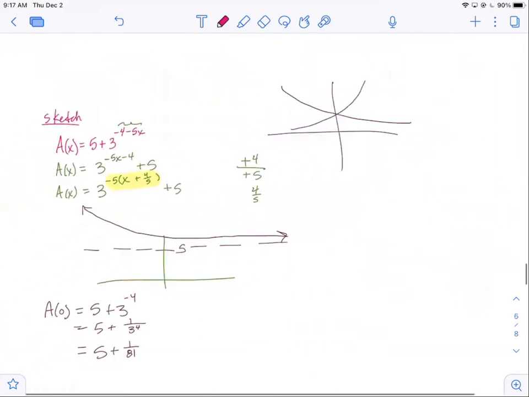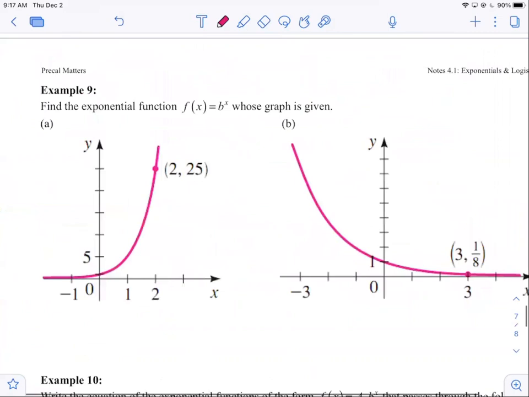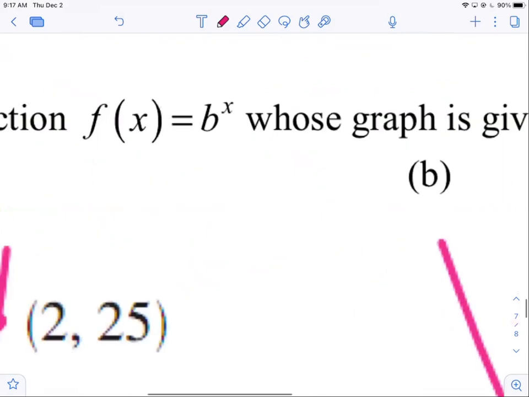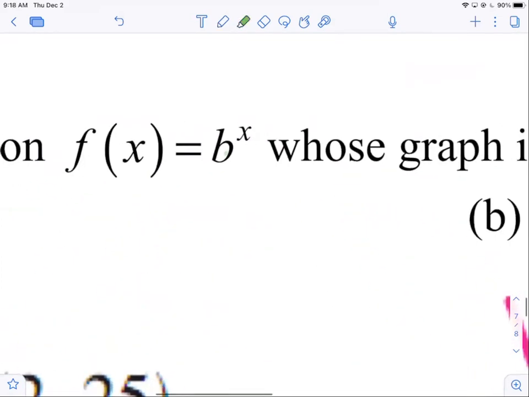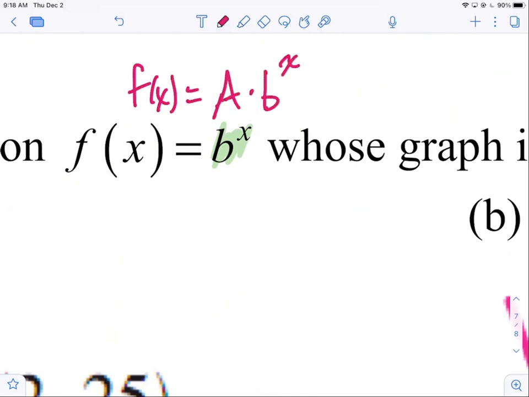All right, let's move on to example 9. We're shifting gears here. So the Starbucks story was just a good transition. Find the exponential function of the form f of x equals b to the x whose graph is given below. So this is the scaled down simplest version of an exponential function, right? Because normally we look at f of x equals a times b to the x, but in this case, we don't see the a, so we know it's implied to be 1.